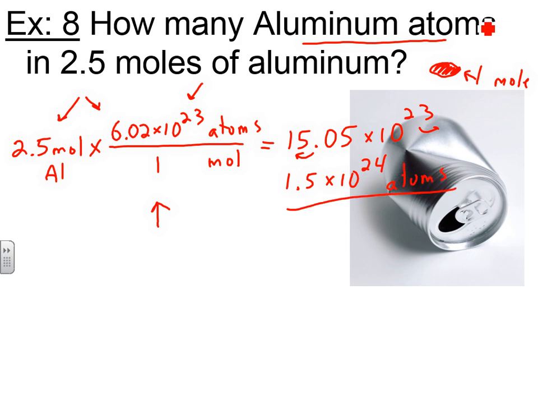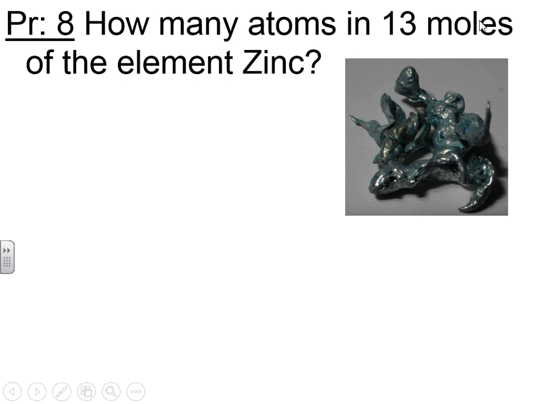So if you have 2.5 moles of aluminum, here is how many atoms of aluminum you'll have. You'll actually have more than a few aluminum cans if you had 2.5 moles. Probably have a good stack of aluminum cans with that many atoms. So hopefully this makes sense. Go ahead and pause the video, try the practice problem yourself. Same idea except with zinc.